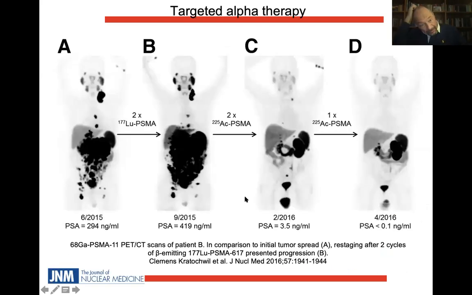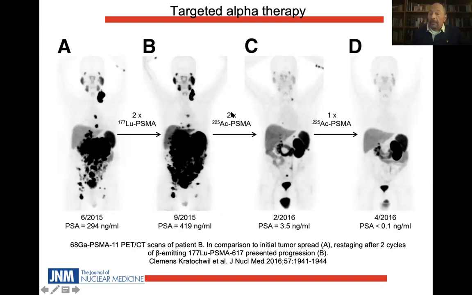But the results are really spectacular. You see here, we have another case of a metastatic prostate patient. The images that you see are all obtained with the gallium-68 PET-CT. And you see that after treatment two times with lutetium-177, there was no improvement. In fact, there was progression. The PSA even increased from 294 to 419. So this means that the tumor is progressing.